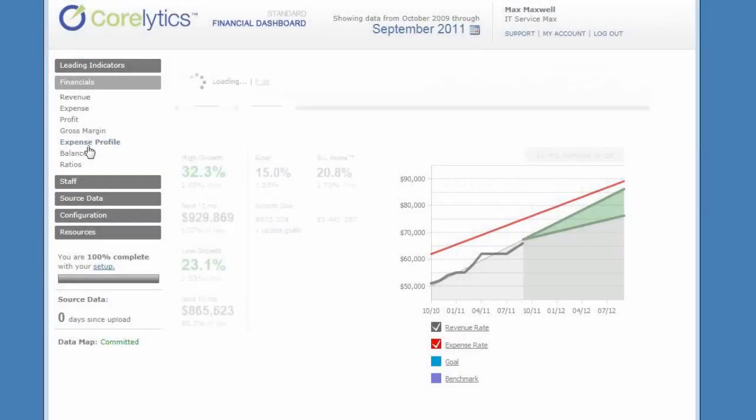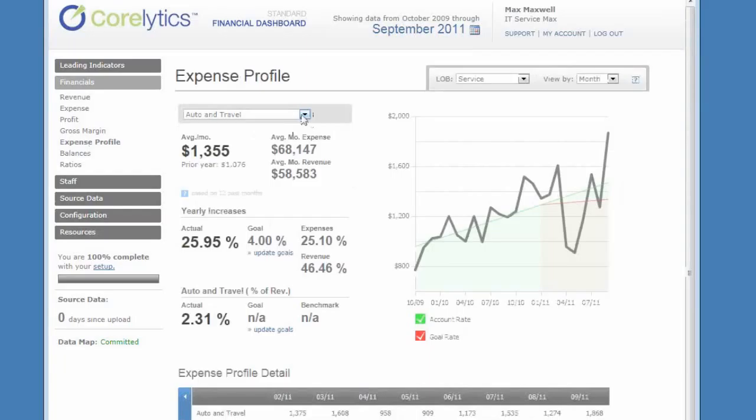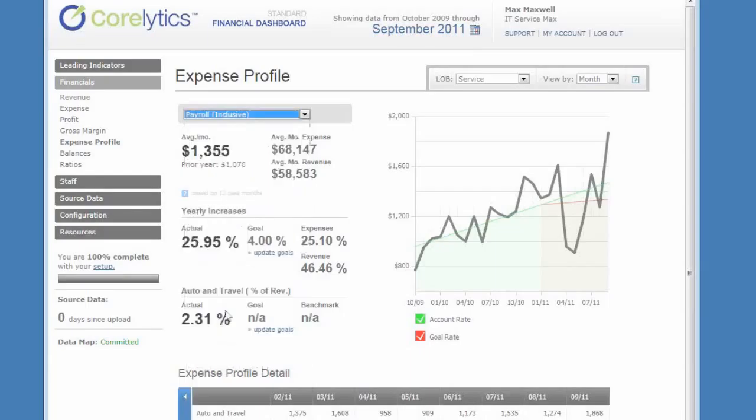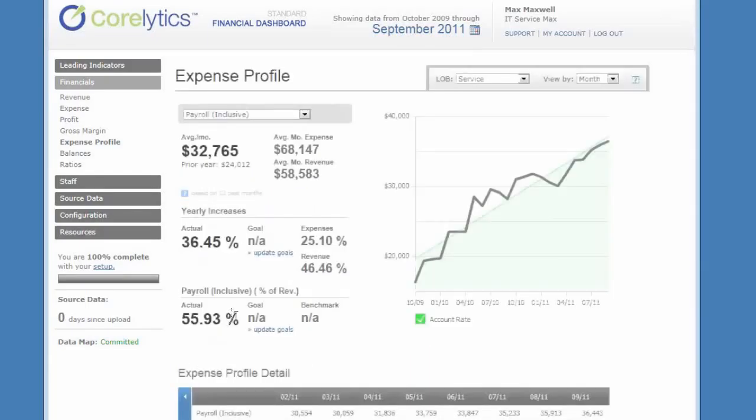There's also an expense profile view where you can look at any particular expense in the standard chart of accounts and chart the last 2 years worth there. There's all the accounts in the standard chart of accounts. In some of these, called inclusive, there's 2 lines for contractors. Payroll, there's 4 lines that can be included in that. So this would be combined payroll, and showing you average payroll for the month and compared to the prior year.